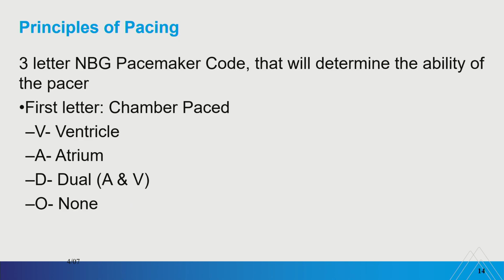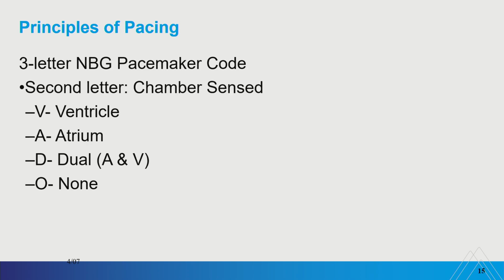Okay, there's a coding system for the pacemakers. The first letter in the coding system can be a V, an A, or a D, meaning both. That is what the pacemaker has the ability to pace. The second letter can be a V, an A, or a D. D means both, atrium and ventricular. That is what the pacemaker has the ability to sense.